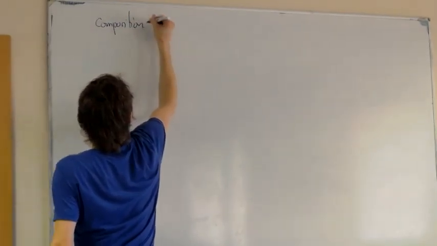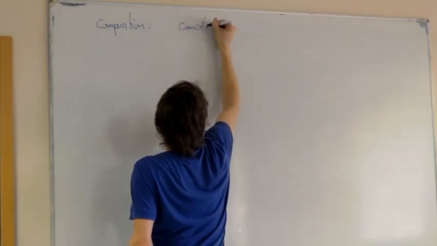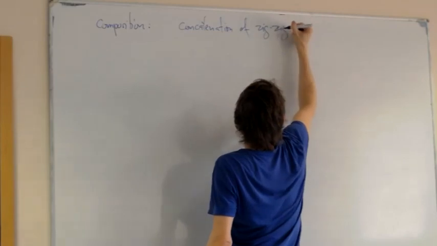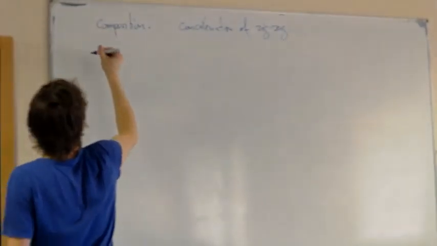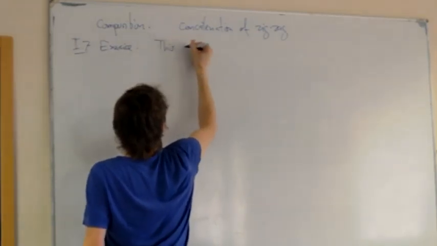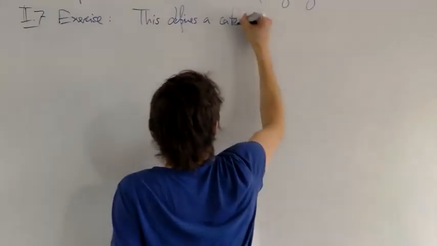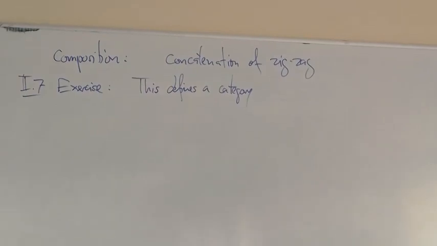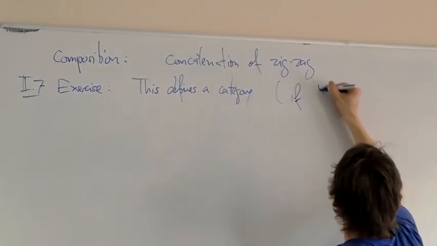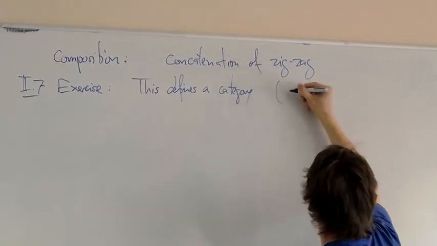Meaning I choose some representatives of my class, and then I put one behind the other and I get a longer zigzag. Class that. So, exercise maybe: show that the choice of representatives of my zigzags doesn't matter. Maybe I should really take note if I actually have hom sets. Or I put it this way.